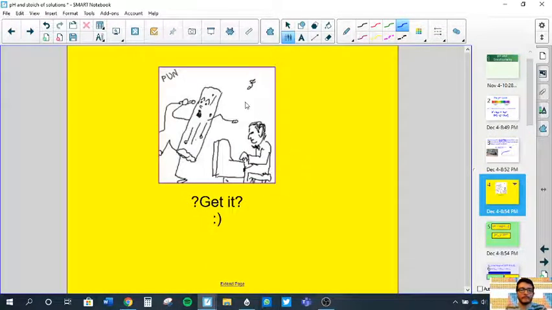Okay, cheesy joke. You can move on. Logarithm. Log has rhythm. Get it?